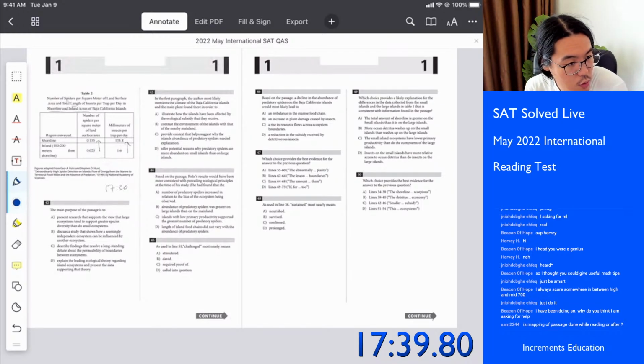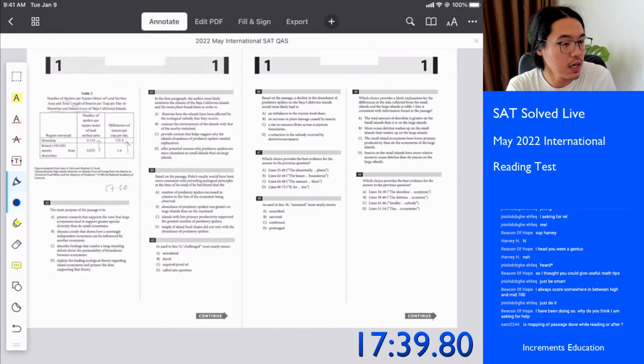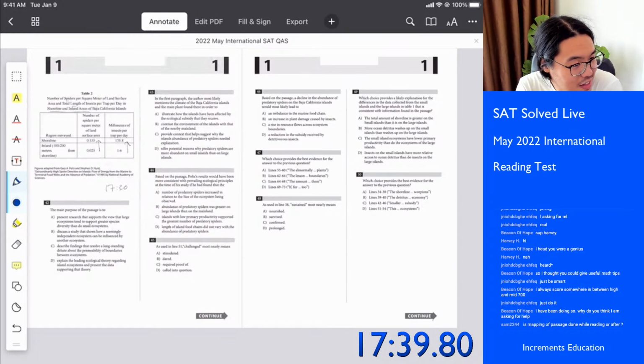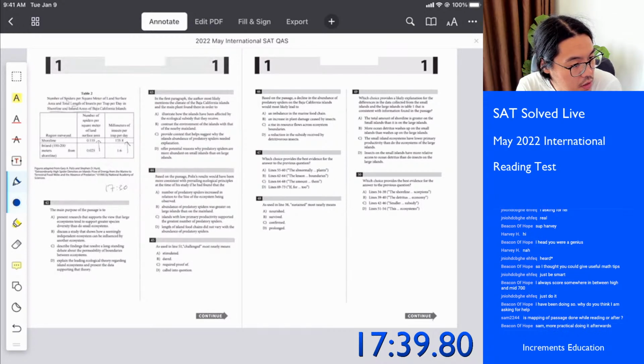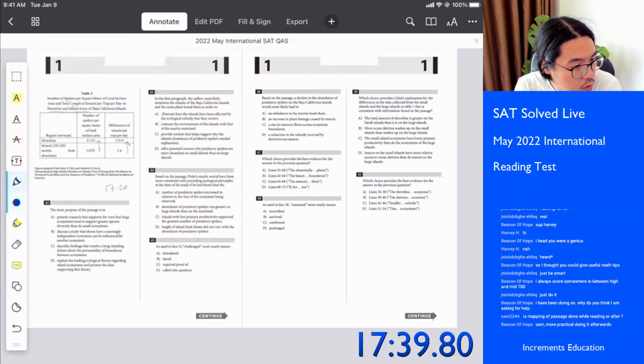I'm going to go back into the questions, but let me just quickly reply to whatever's there. Mapping done while reading or after?